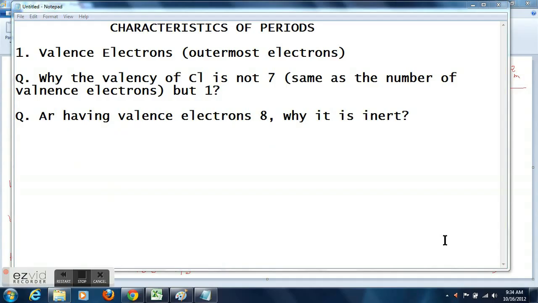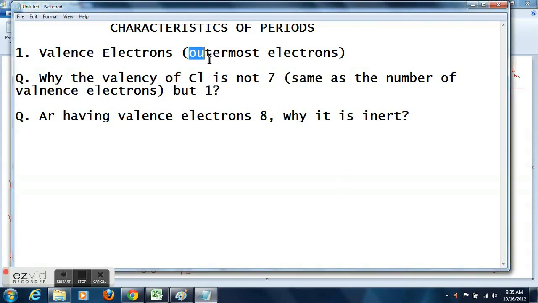Hello, and in this tutorial I am going to discuss the characteristics of periods. There will be two tutorials on this. First, let us discuss a few characteristics, starting with valence electrons, which are nothing but the outermost electrons.